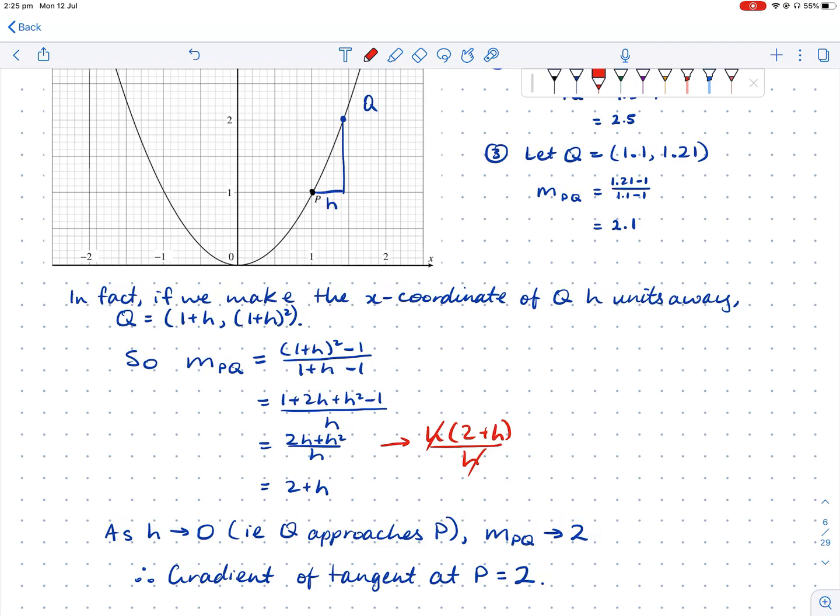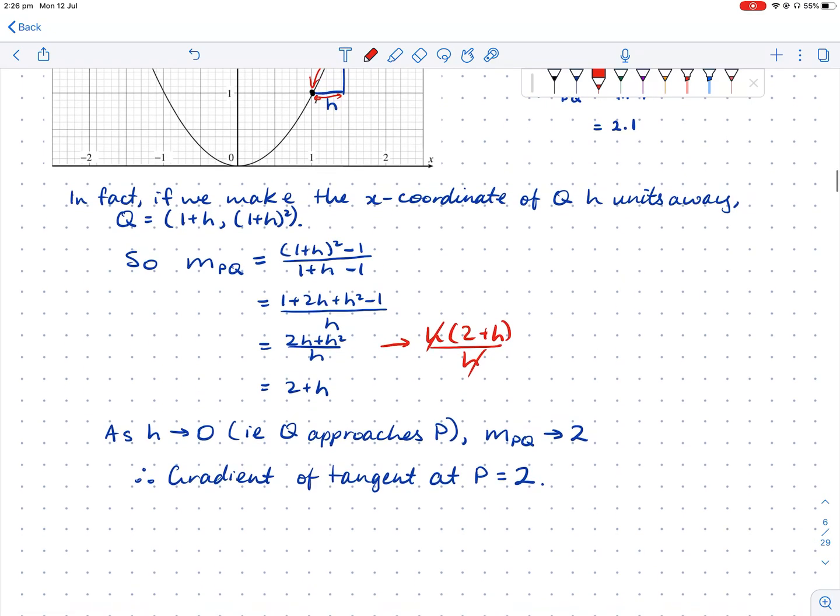Now, as we saw before with q, we wanted to bring q closer and closer to p until it's overlapping it. So what we're actually doing is we're taking this value of h and we're making it smaller and smaller until when h is equal to 0, p and q are going to be overlapping. So what we want to do is make h approach 0. Okay, so that's what this means.